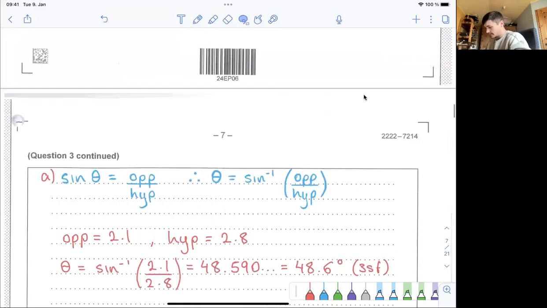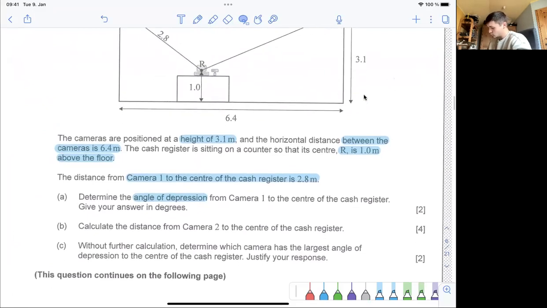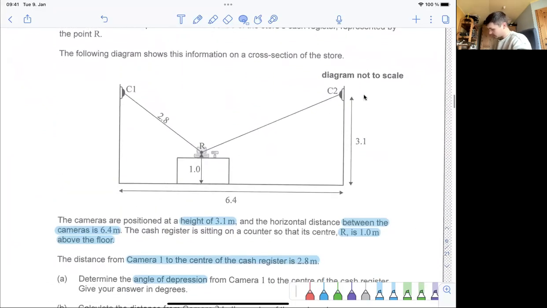Okay, on to part B. Calculate the distance from camera 2 to the center of the cash register. All right, so there's a couple of ways we can do this. The most efficient way will be to use the cosine rule to calculate this.